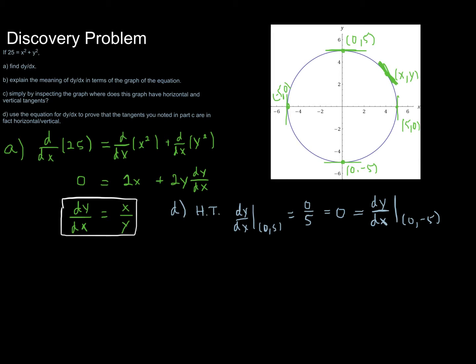So I've shown now that these 2 points have horizontal tangents, and now I want to show that these 2 points have vertical tangents. So the first thing that I want to do is evaluate my derivative at the point 5, 0, in other words, find the slope at this point. And to do that, I will have to take 5 and divide it by 0. But notice that this is undefined.